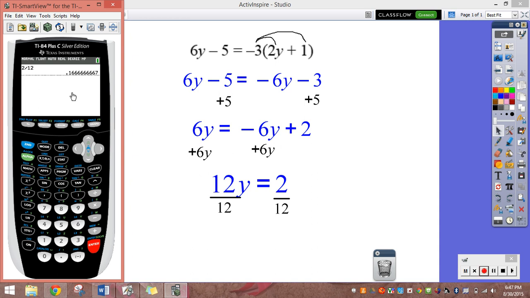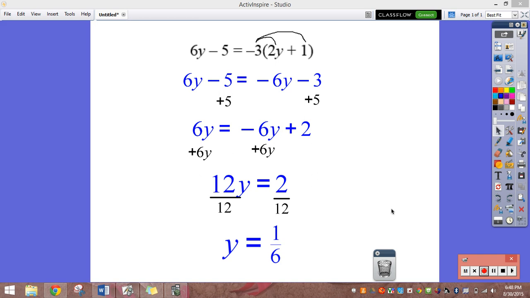My calculator will reduce the fraction for me if I don't remember how to do that. If I'm doing it in my head, the top and bottom of this fraction are both divisible by 2, so I divide both numbers by 2 and reduce it that way. However, I could press the math button on the calculator. Option 1 is convert to a fraction. So I would hit enter again, and it would give me the reduced fraction of 1/6. So my solution is y equals 1/6.